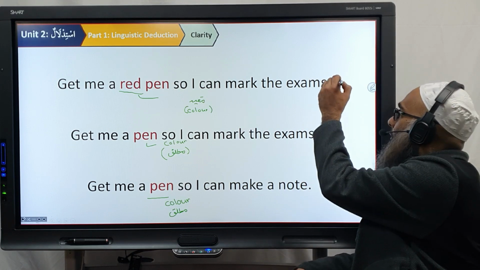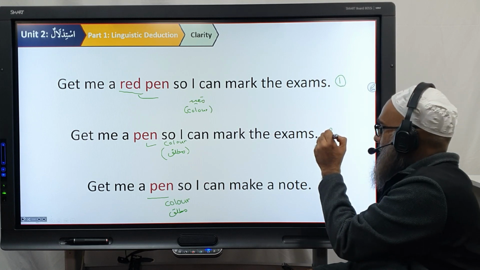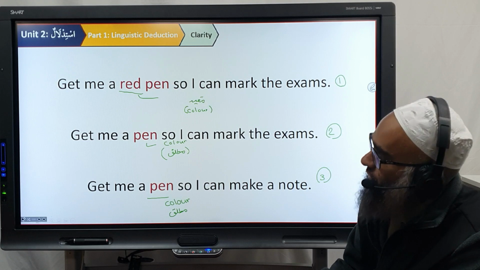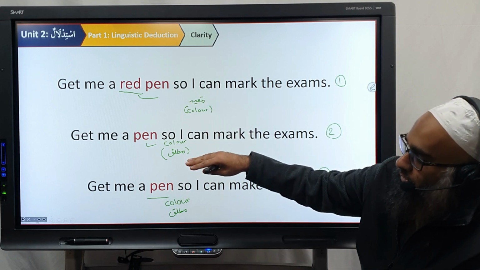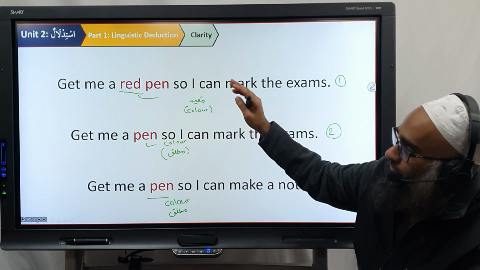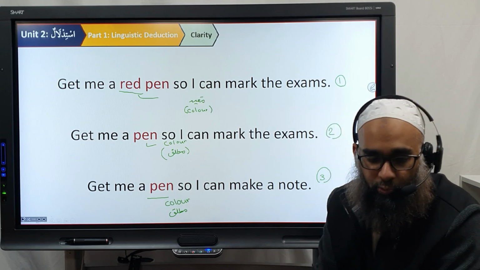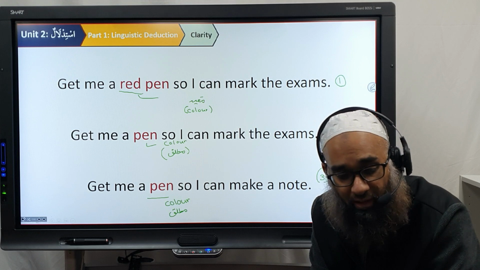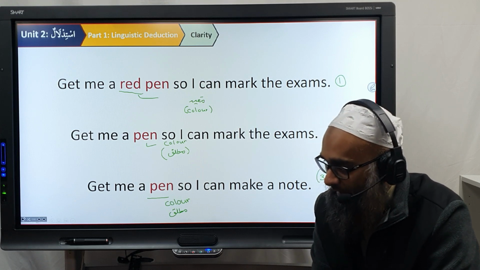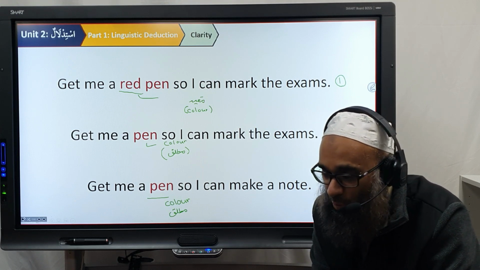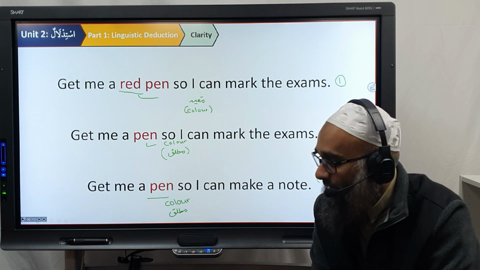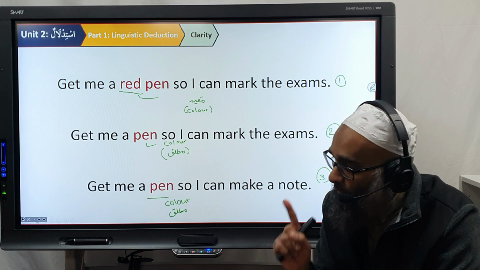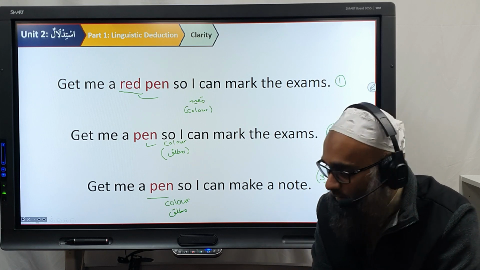Now the question is, if I am saying this one statement to you, okay, we have number one, number two, and number three. Do I need to transfer the qaid from 1 to 2? And do you need to transfer the qaid from 1 to 3? What would you think? In sentence number 1, the color is muqayyad, red pen. In scenario number 2, it's mutlaq, there's no mention of the color of the pen. And in scenario number 3, there is no mention of color as well. So in terms of color, number 1 is muqayyad, and number 2 and number 3 are mutlaq.